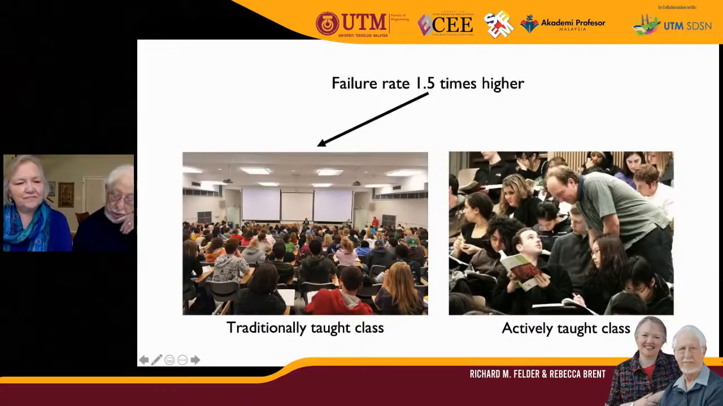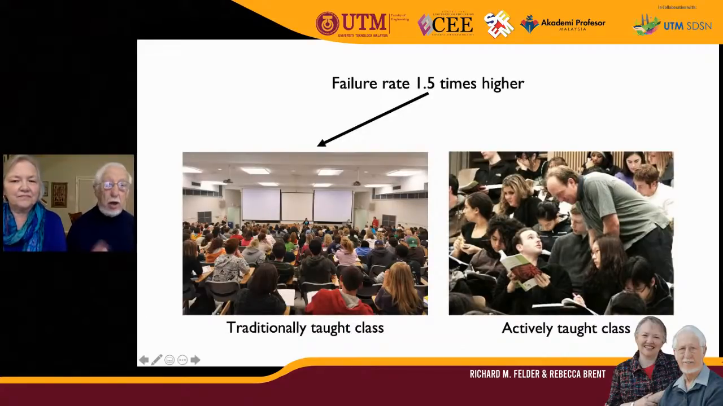There were also other results that were presented in this study, but to put it all together, the study showed that active learning helped all of the students in the class, and in particular, the students who were at risk, underrepresented minorities, other students who were considered more likely to fail, were helped even more than the students who were not at risk. So it helped all students, but it helped the ones who were at greatest risk more.